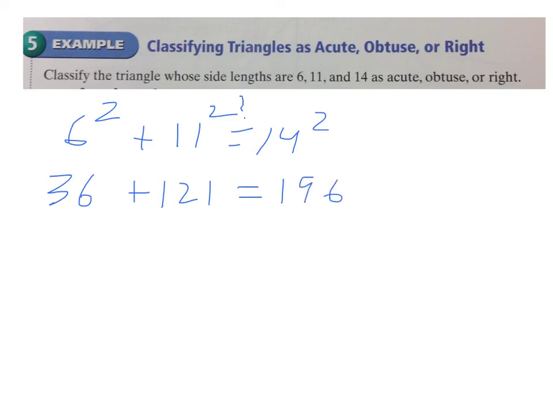So we add those 2 up, we get 157. 157 is less than 196. So c squared is bigger. So this is going to give us an obtuse triangle. When c squared is bigger than a squared plus b squared, we have an obtuse triangle.